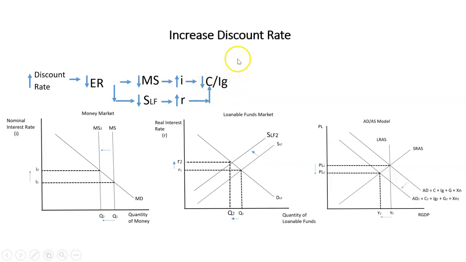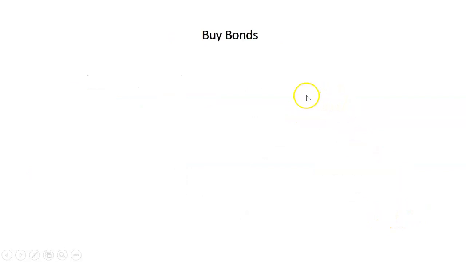When you decrease consumption and gross private investment, that will cause a decrease in the aggregate demand, which draws us over here now to the ADAS model, where you can see that AD is going down. A decrease in AD will decrease the price level, it will decrease real GDP, and it will increase unemployment.